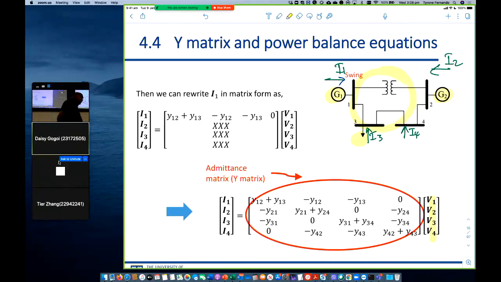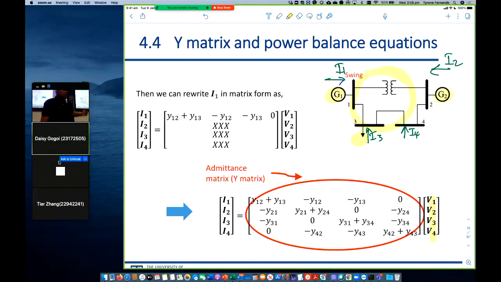And you can do the same for the 2,2 element. So we think about node 2. We think about, inside the network, all the lines connecting to bus bar 2. We consider the admittances of all those lines and we sum them. We do the same thing for node 3 and node 4.